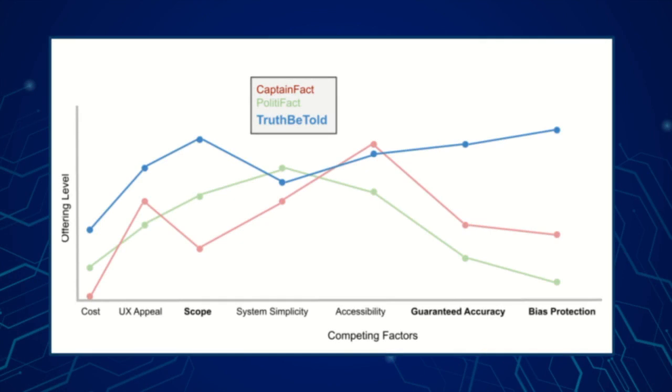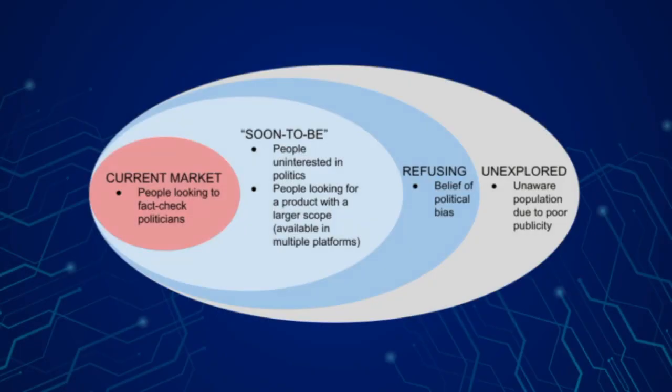This is quite neatly illustrated by our strategy canvas, which shows our emphasis on scope, accessibility, and protection from human bias. Scope becomes especially important considering the audience distribution for our type of product in the current marketplace. Our human-free process, combined with our ability to fact-check in a variety of contexts, allows us to hit both the soon-to-be and the refusing audience, drawing that source of revenue into our orbit.